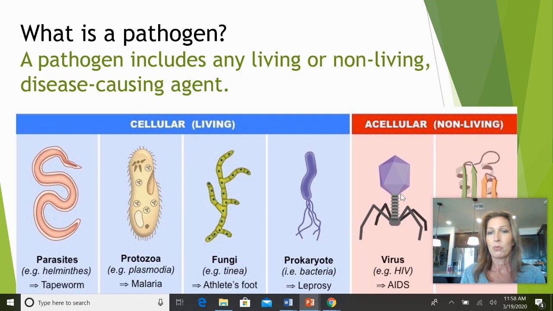Now, most of us right now, when we get a common cold or flu, are getting infected with a virus. And a virus is a non-living agent. Non-living agents can still harm us. A virus, not being alive, doesn't have a cell membrane, but it has genetic material inside. This particular one happens to be a bacteriophage that infects bacteria. All living things actually get infected by viruses.